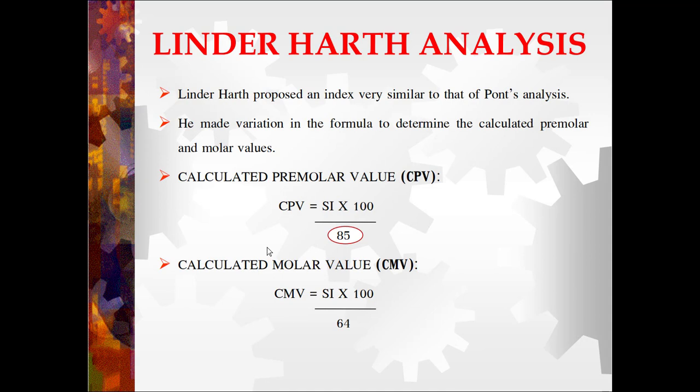Linderhart proposed an index very similar to that of Pound's analysis. There was only one difference. According to him, the ratio of sum of incisors to the interpremolar width is 85 instead of 80 which was used by Pound, but the calculated molar value was same. Rest of the analysis was same as that of Pound's analysis. Only this figure was changed in Linderhart analysis.